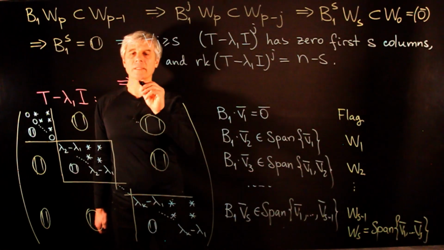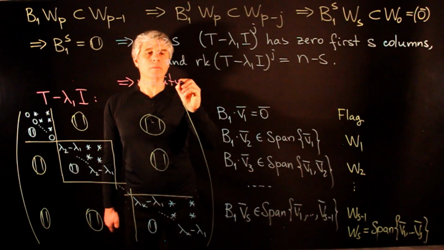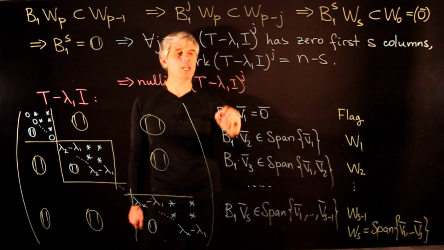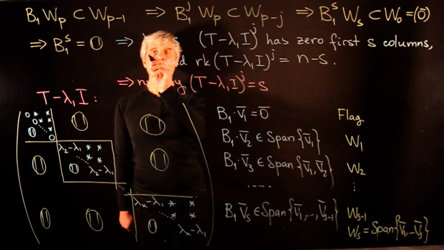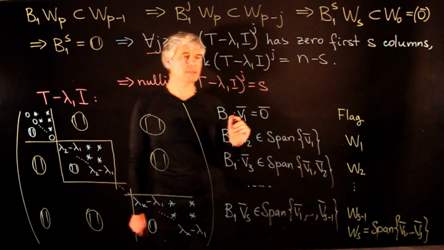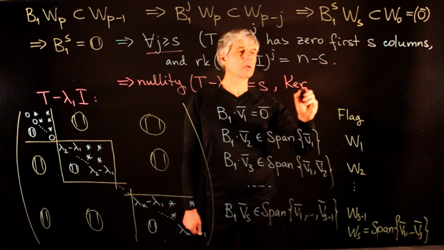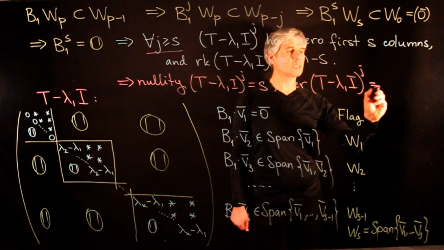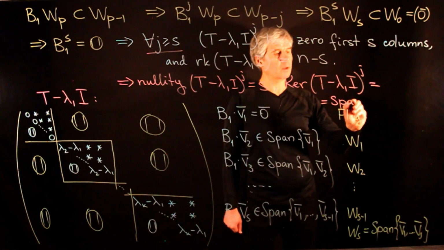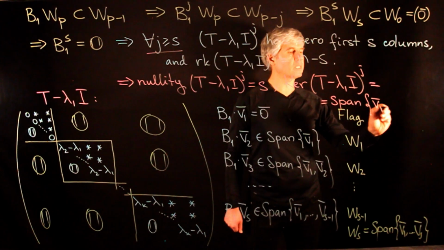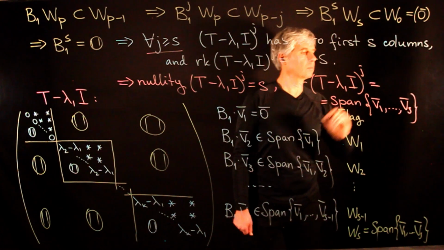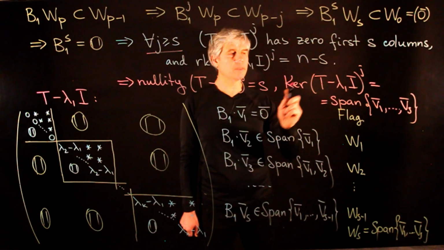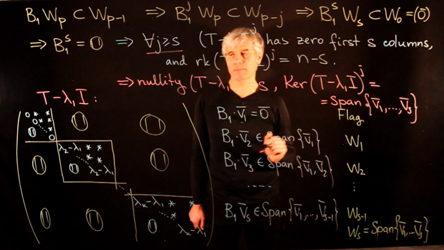So this tells us that the nullity of t minus lambda 1 I to the power of j is equal to s for all j greater than or equal to s, and the kernel of t minus lambda 1 I to the power of j is going to be the span of the first s basis vectors. So we see that all these vectors are in the kernel, and the dimension of the kernel is precisely s.